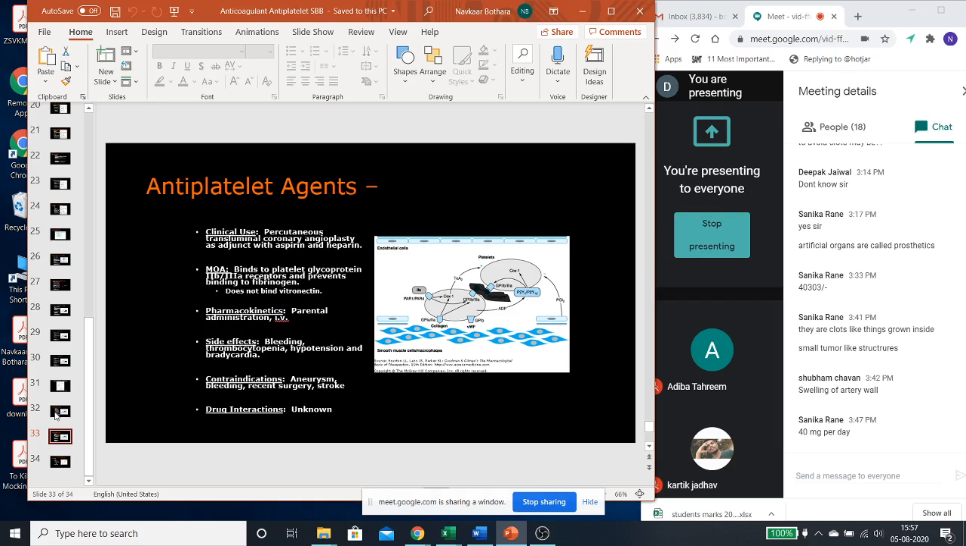Similar antiplatelet agents are used just like the previous one, in transluminal coronary angioplasty as an adjunct with aspirin and heparin. They bind with the platelet glycoprotein 2B/3A receptors and prevent binding, and these do not bind to vitronectin. It is administered parenterally. Side effects are bleeding, thrombocytopenia, hypertension, bradycardia. Contraindications are aneurysm, bleeding, recent surgery, strokes, and no big drug interactions are known.